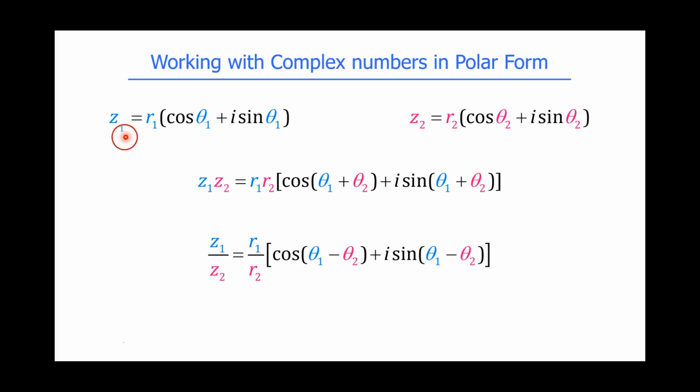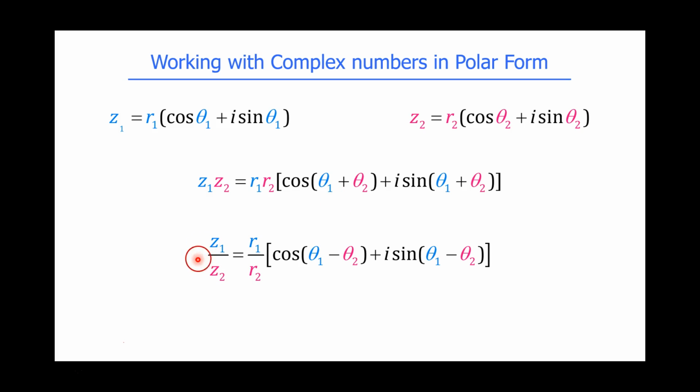So we have our first complex number here, Z1, with modulus R1 and argument θ1. Over here in red we have Z2, and its modulus is R2 and its argument is θ2. Right, so to multiply complex numbers in this format, Z1 times Z2, you need to multiply the two r's and add the two angles. So you multiply the two r's and you add the two angles.